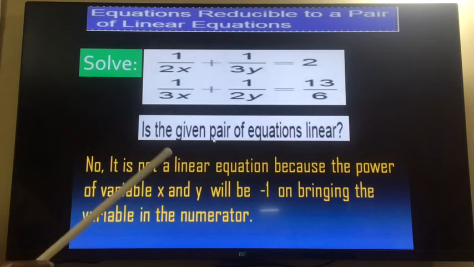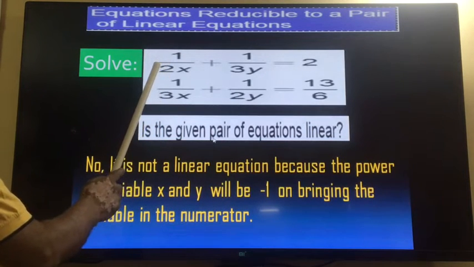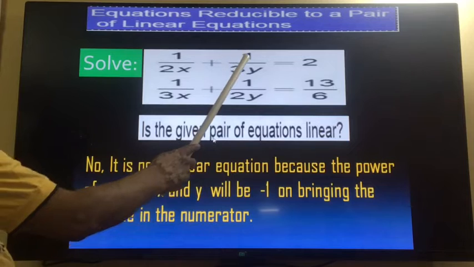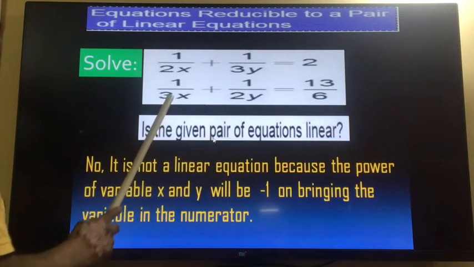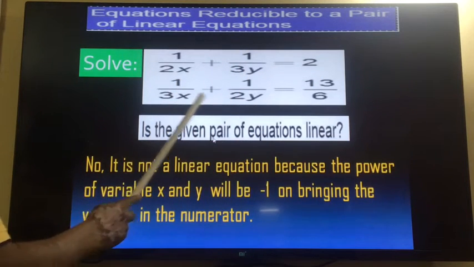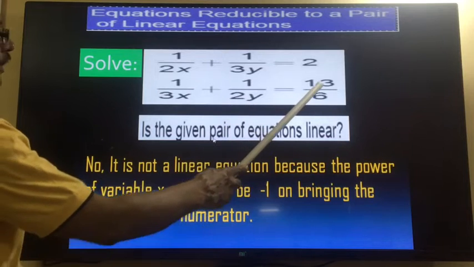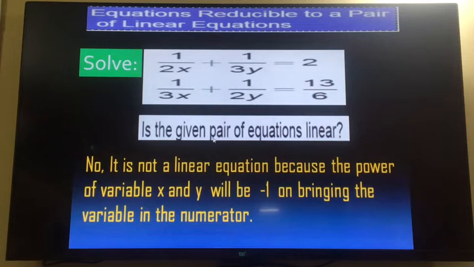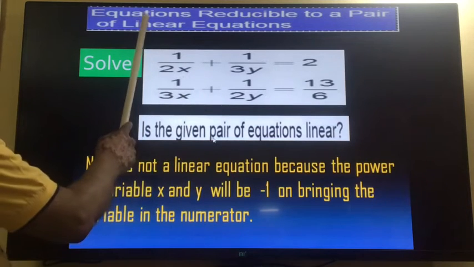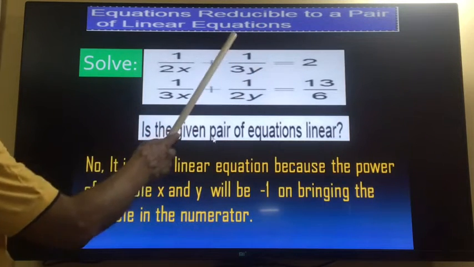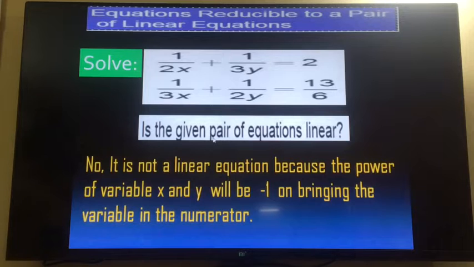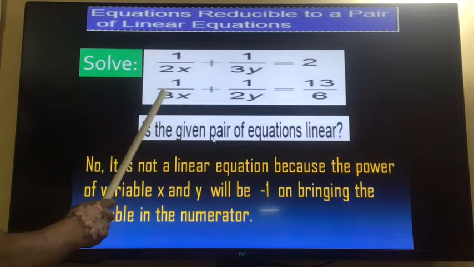So I am taking one example. Solve 1 upon 2x plus 1 upon 3y is equal to 2. The second equation is 1 upon 3x plus 1 upon 2y is equal to 13 by 6. This is the question. So the heading is equations reducible to a pair of linear equations, and for this I have taken this example.